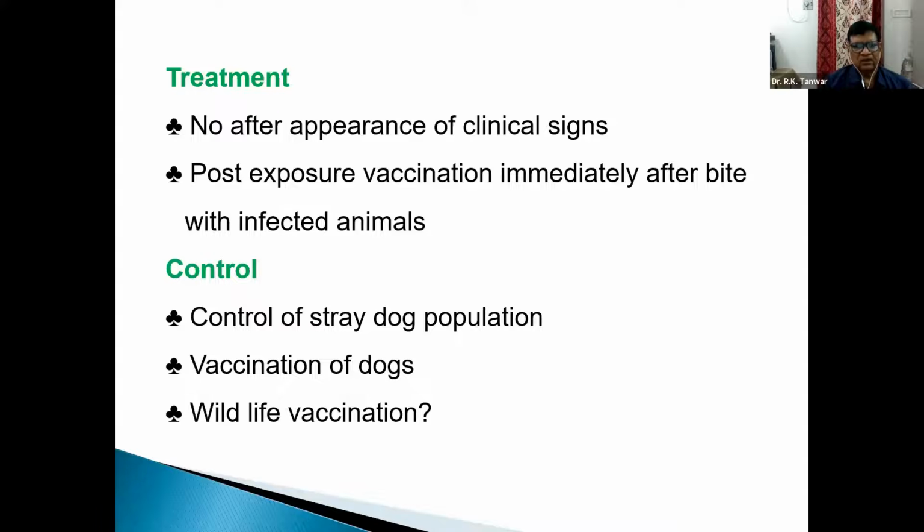Treatment after occurrence of clinical signs is not possible, and there is no post-exposure vaccination in animals. If the owner comes with a history that his animal has been bitten by rabid dogs, or even by normal dogs, I think all our dogs are carriers, then we should give the standard post-exposure five injections, that is on 0, 3, 7, 14 and 28 days. Control the stray dog population, which is very difficult in India.